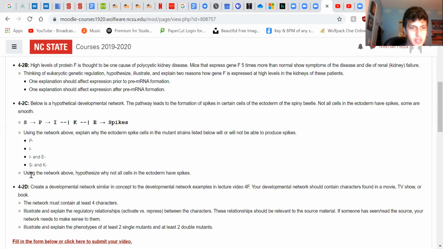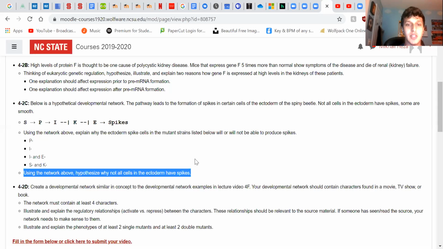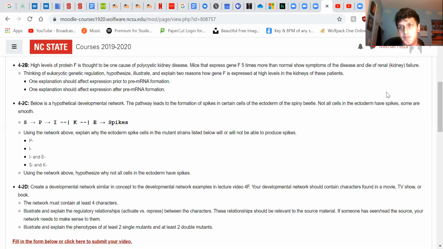Now, next question is using the network above, hypothesize why not all cells in the ectoderm have spikes, and that would be because different cells obviously, the frequency of mutation might be a little bit higher. Different proteins might be expressed. There's a lot of epigenetic factors even that could affect the display of proteins such as these, and therefore the characteristics that would exist within these cells as well. And that is why not all cells in the ectoderm would have spikes.